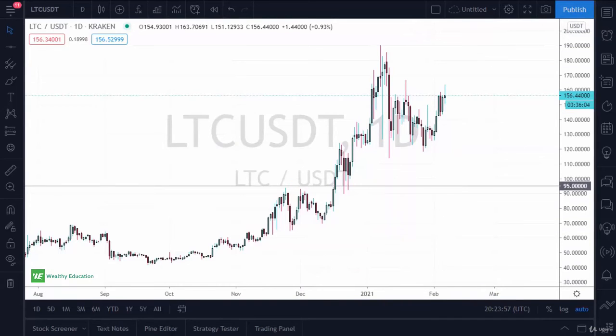I want you to notice something, that we tried to break above there a couple of times. Obviously, there was selling pressure there, but notice how once we finally did break out, when we came back, there was support. There is a saying that what was support becomes resistance and vice versa.